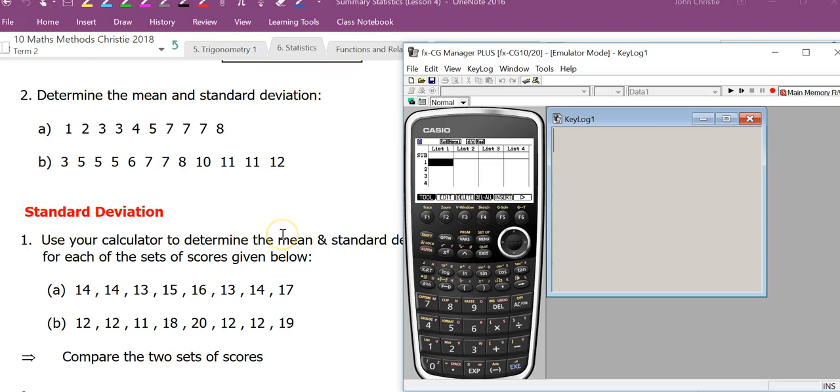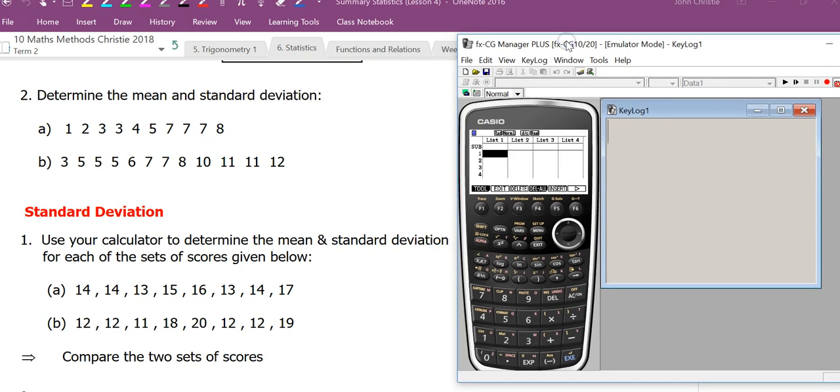So let's have a look at a question just determining standard deviation. So let's have a look at 2b here, as shown on your screen. I've already got our calculator set up here to the side. We're going to use our calculators to do standard deviation questions here. So let's have a look at this sample of data here. We're having a look at 3b.